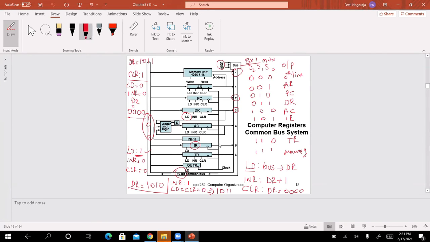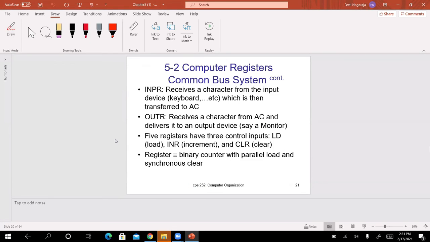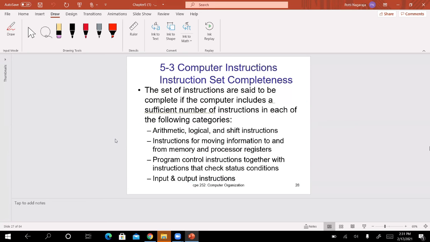This clock is applied to all registers, but this value can't be changed just by the clock signal. When loading is active, then only you can load the data into the address register. LD, INR, CLR are called the control inputs. When LD is 1, then only I can load the data from the bus into the address register. It not only depends on the clock; the LD input has to be active. Then only you can load the data present on the bus into the address register. Do you understand what I said?